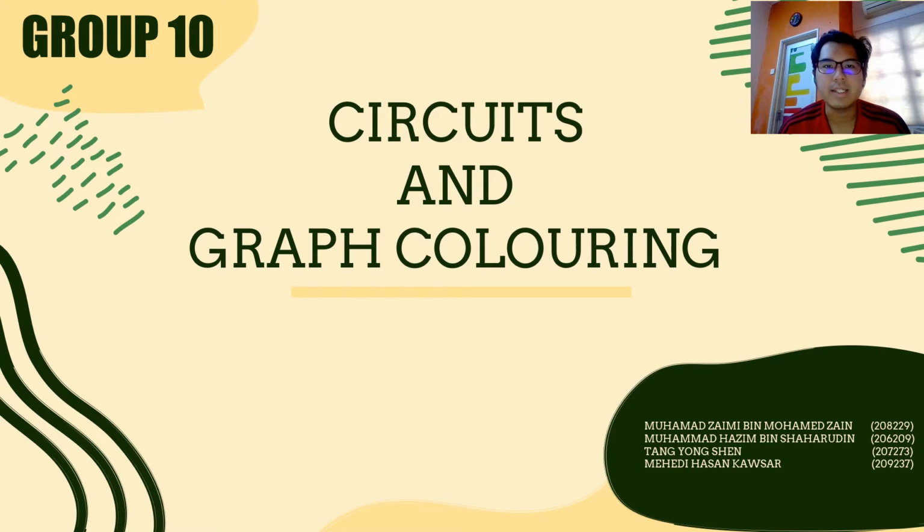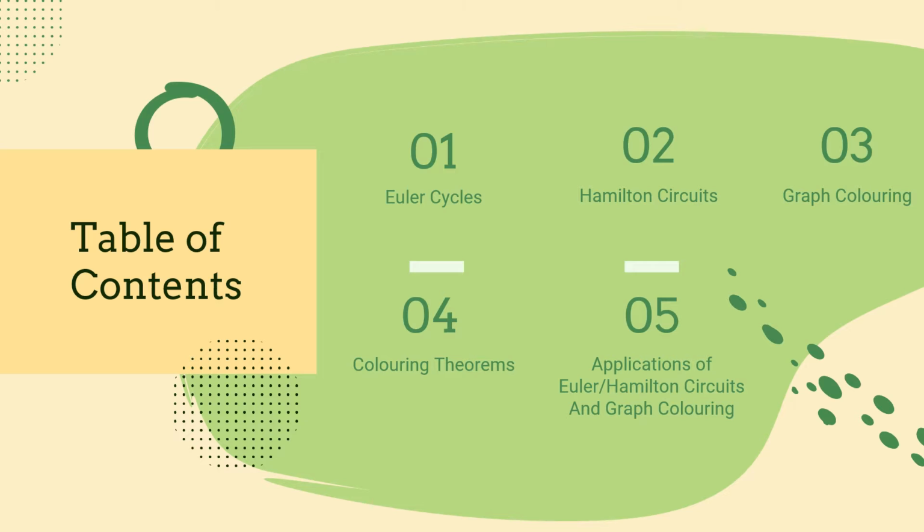So, our topic is circuit and graph coloring. For the first table of content is Euler cycle. Second is Hamilton circuit. Third is graph coloring. Fourth is coloring theorem. And lastly is application of Euler, Hamilton circuit and graph coloring.